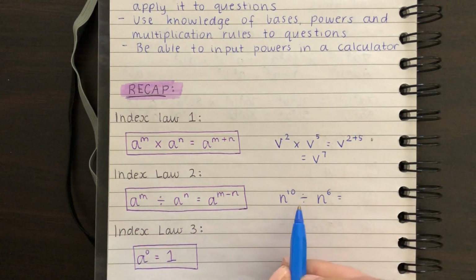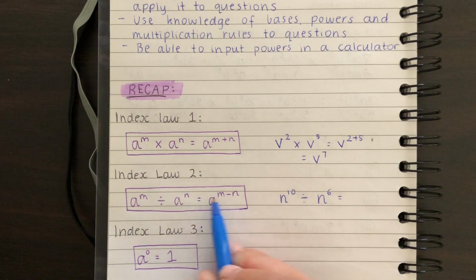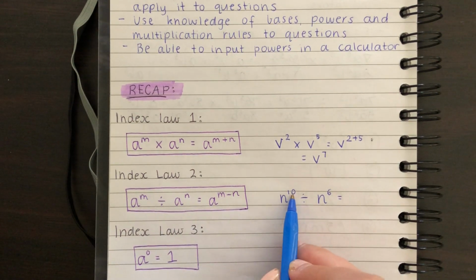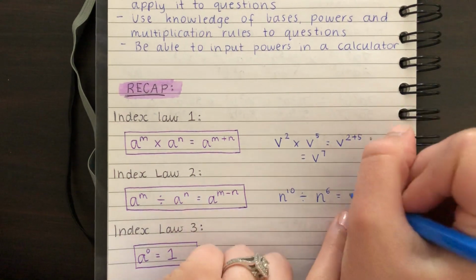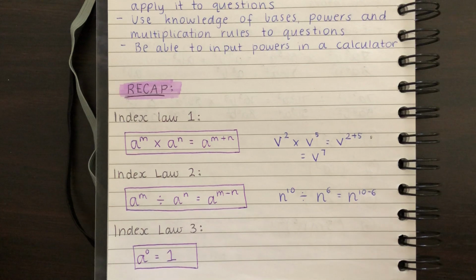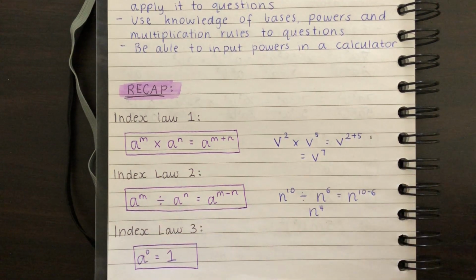So because we've got a division sign in the middle, these two things are being divided by each other. So what we do is we take the powers and we subtract them. So it would be 10 minus 6. Okay. And then the answer would be n to the power of 4.